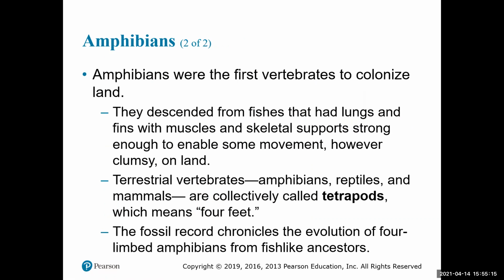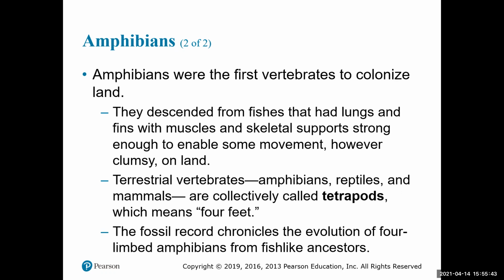Amphibians were, again, the first vertebrates to colonize the land. Like I mentioned, we believe they come from lungfishes, and terrestrial vertebrates, so amphibians, reptiles, and mammals, we refer to as tetrapods because they have 4 feet. So tetra, 4 pods, referring to the feet.